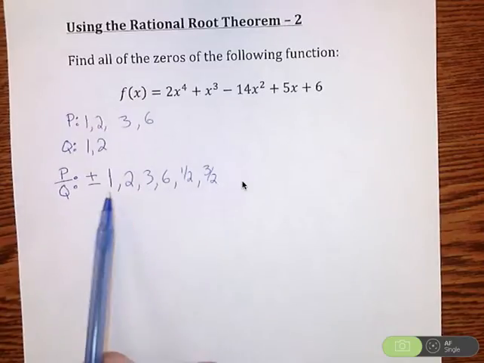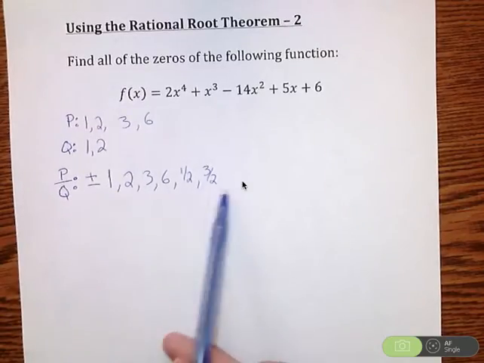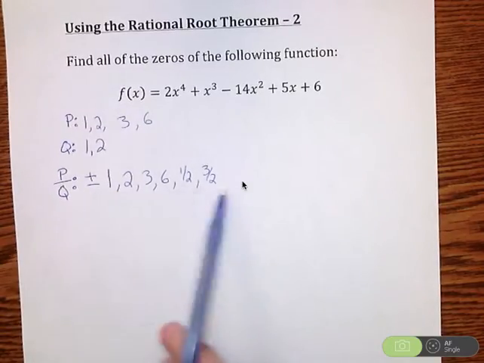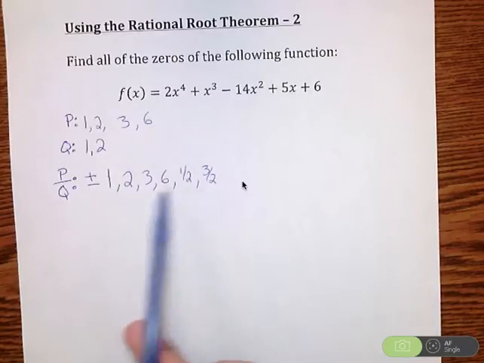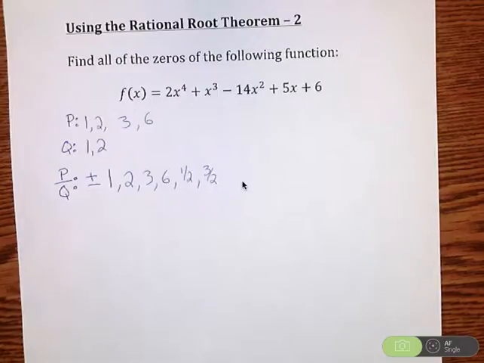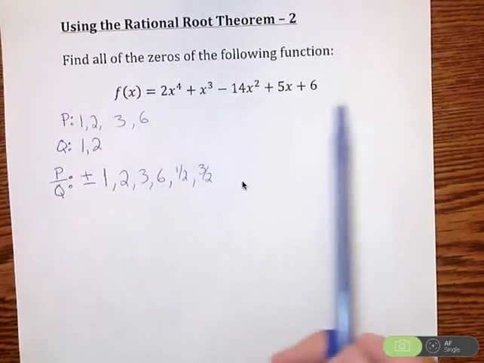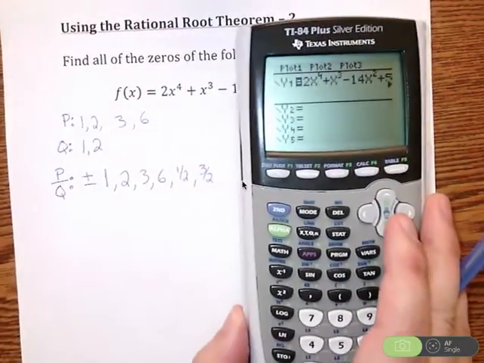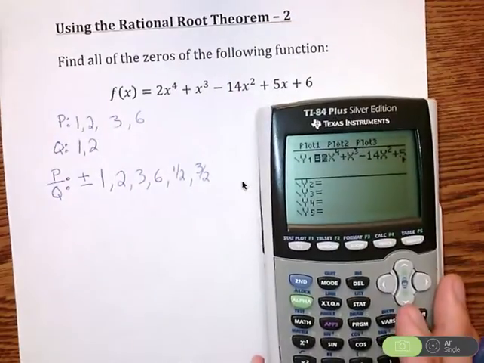So this list right here has all of my potential real zeros. So my real zeros, they're going to show up in this list. So what I need to do is find one of my zeros that actually works. And the way we go about doing that is we're going to take our entire polynomial and plug it in to our calculator.